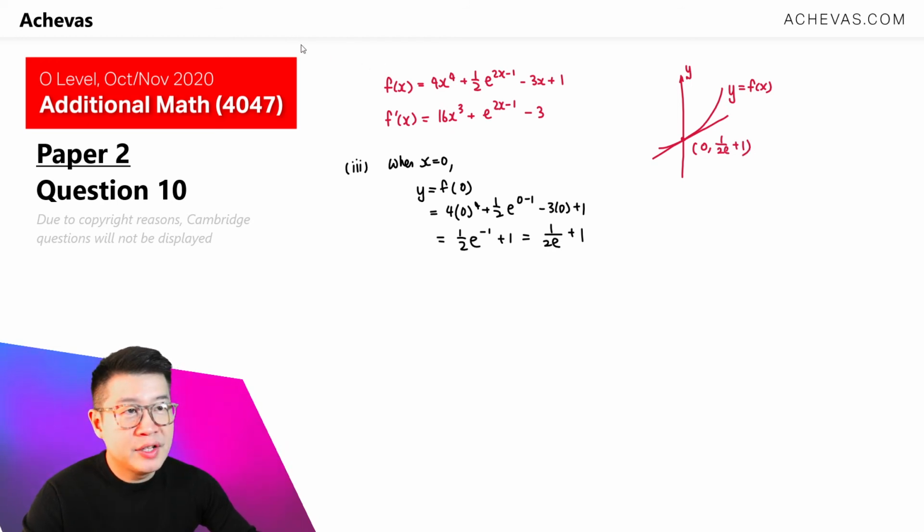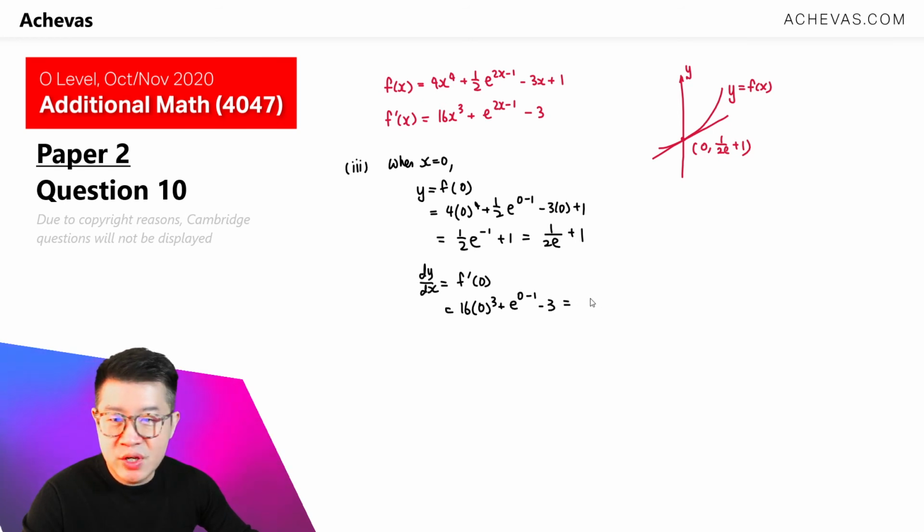We need to find the gradient of the tangent, and that is dy/dx. And dy/dx is f prime. So f prime of 0 is going to give me the gradient at this point. Making use of what we have found previously, f prime of 0 is going to be 16 times 0 cubed plus e to the power of 0 minus 1 minus 3. So this is equal to e to the power of minus 1 minus 3, which is equal to 1 over e minus 3. And now we are ready to find the equation of the tangent.